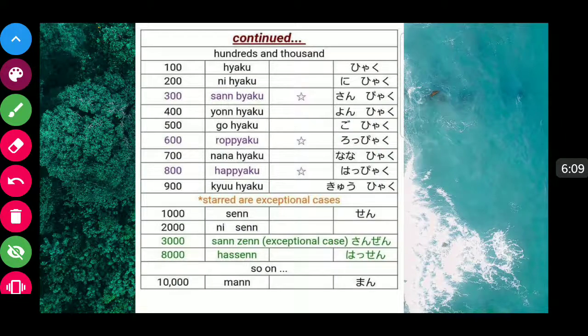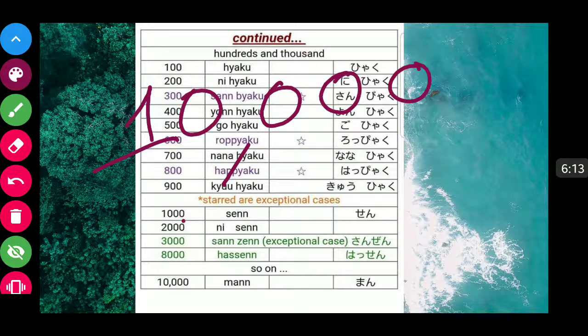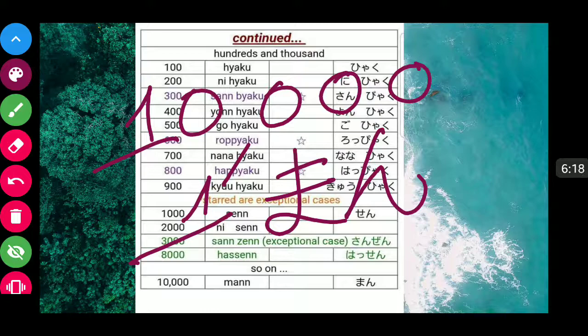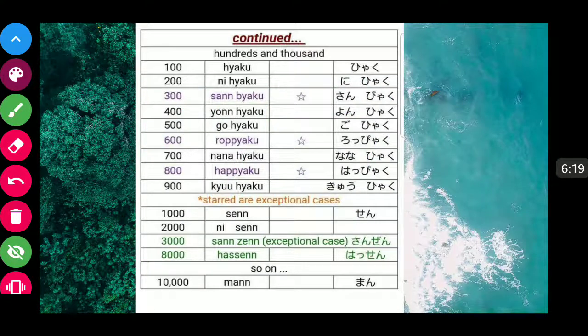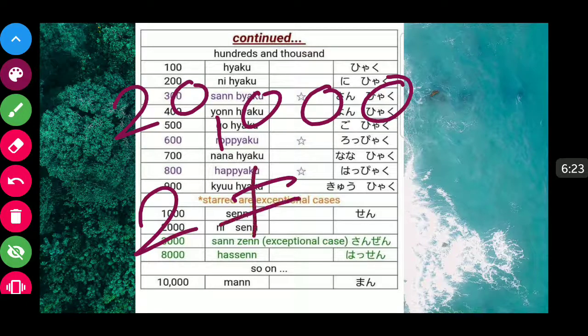And what about 10,000? 10,000 is called ichiman. 20,000 will be niman. Likewise, we'll count 30,000 as sanman, and 40,000 as yonman.